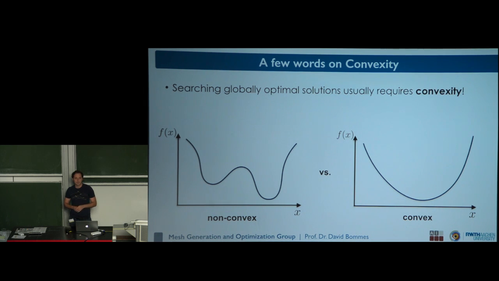It's something deciding between whether you can efficiently do optimization or not. So, essentially, you can say searching for globally optimal solutions usually requires convexity. Otherwise, you can only solve very small problems.